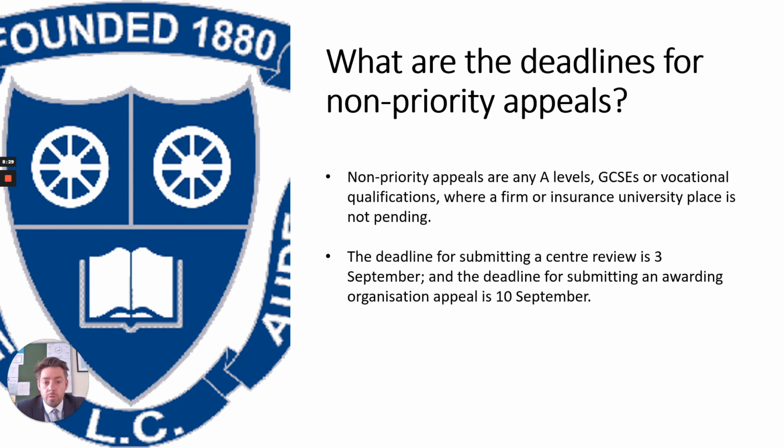So non-priority appeals are any A-levels, GCSEs or vocational qualifications where a firm or insurance university place is not pending. The deadline for submitting a centre review is the 3rd of September, and the deadline for submitting an awarding organisation appeal is the 10th of September. Any appeals received after these dates may still be considered.